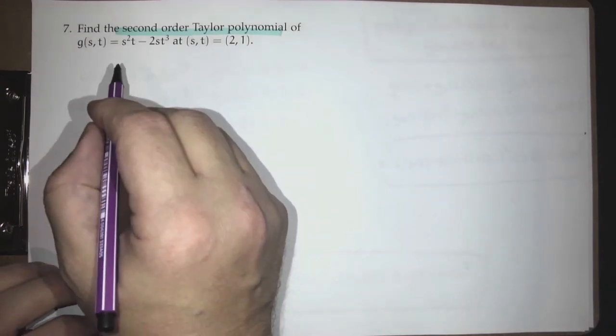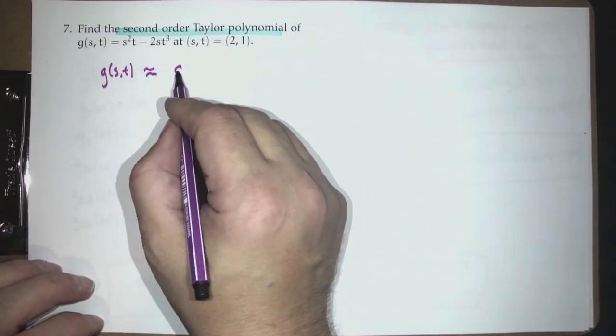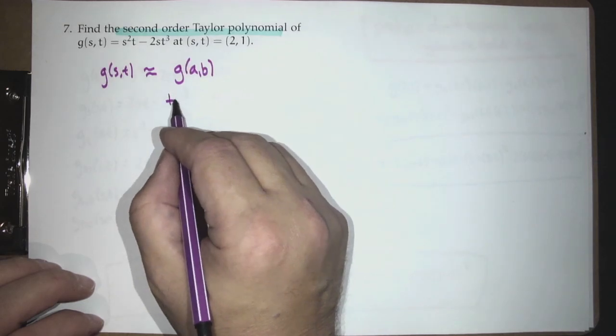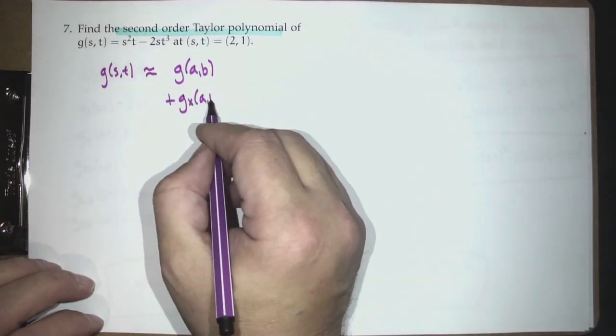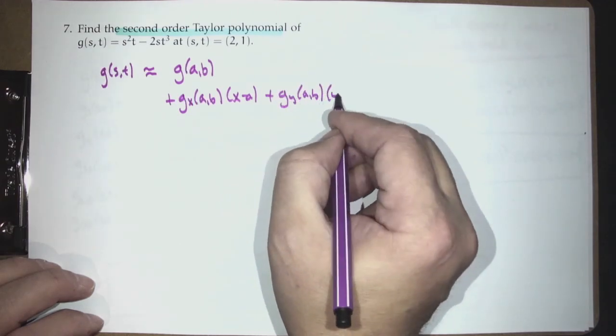Now, why do we ask questions about second order Taylor polynomials? Sometimes we ask because we want you to do approximation. But oftentimes we ask to say, do you know how to take your partial derivatives? And do you know the formula? So let's just quickly remind ourselves of the formula. So g(s,t), well, your 0th layer is just the value of the function at the point (a,b). Then you go up to your first derivatives, g_x(a,b)(x minus a), g_y(a,b)(y minus b).